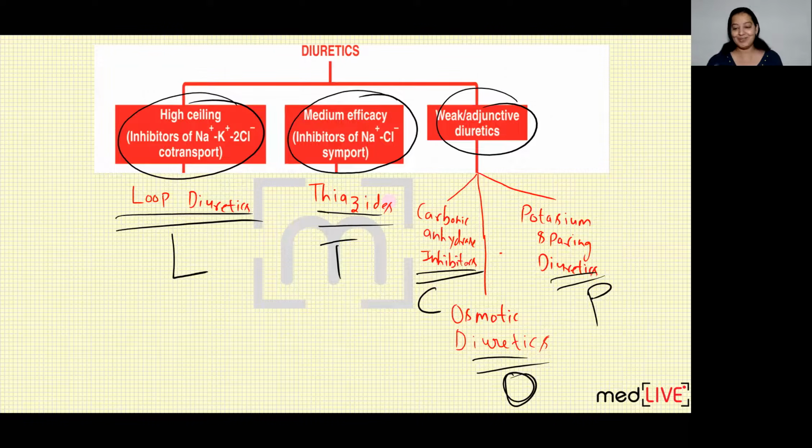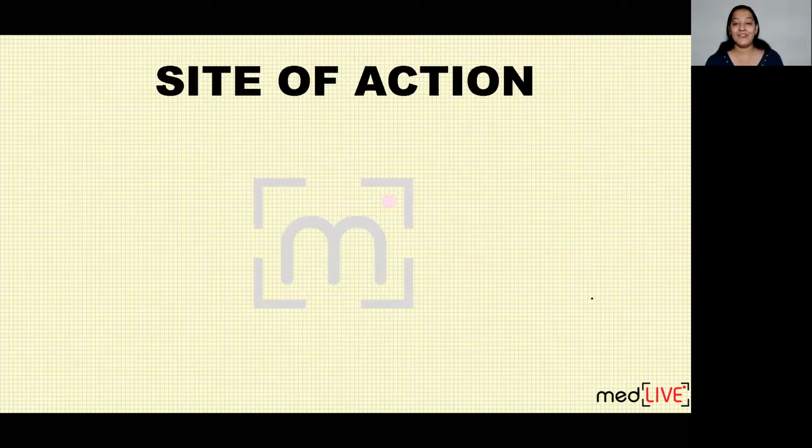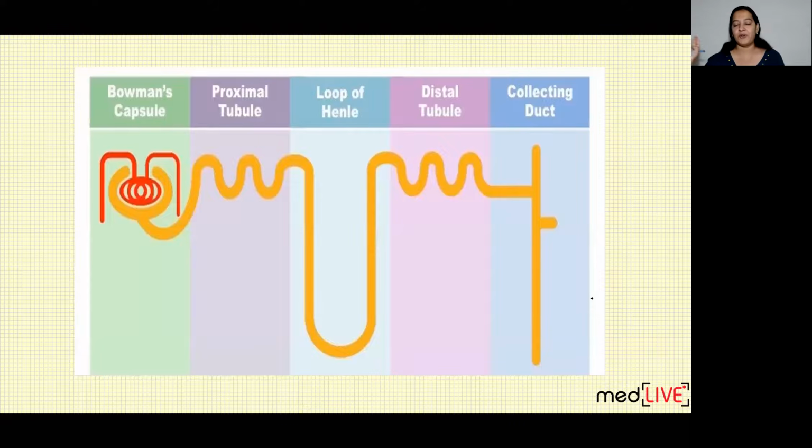Now I will give you the mnemonic. Now for the site of action, this is a nephron. Can you tell me the parts of nephron? I have already told you. This is the glomerulus. After the glomerulus, what are the parts? No diuretics act on the glomerulus. Diuretics only act on tubules. They don't act on the glomerulus.